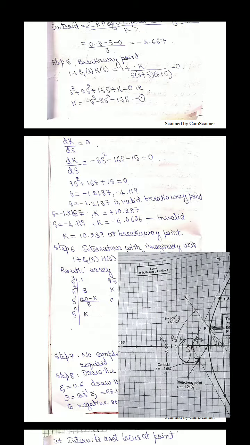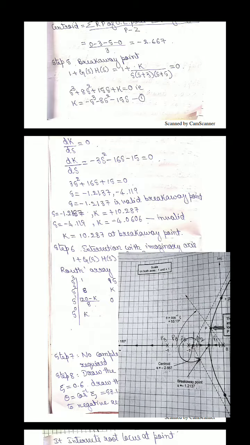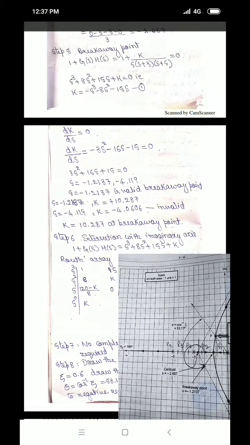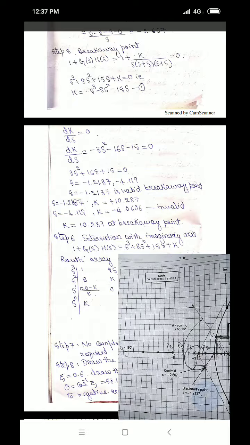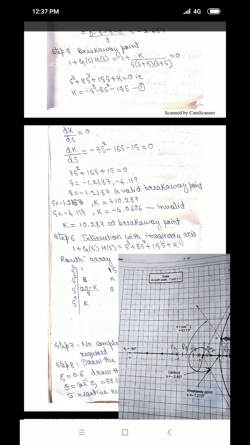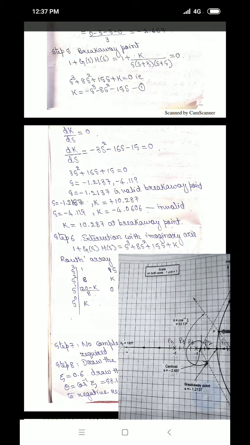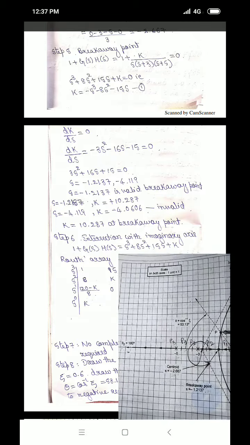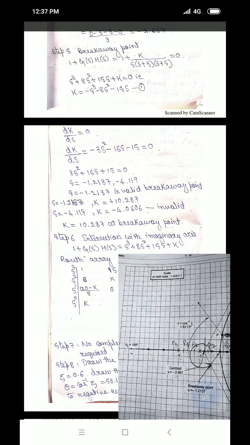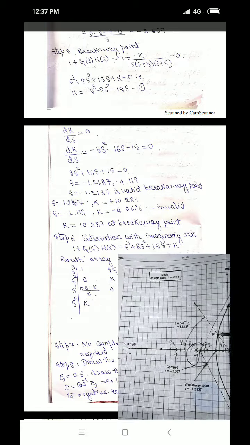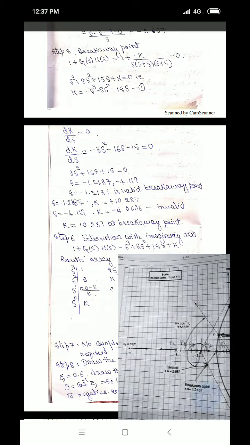After differentiating you will get minus 3s square minus 16s minus 15 is equal to 0. Next, 3s square plus 16s plus 15 is equal to 0. You solve in the calculator, you will get s is equal to minus 1.2137 and minus 4.119. How can we say it is a valid breakaway point?